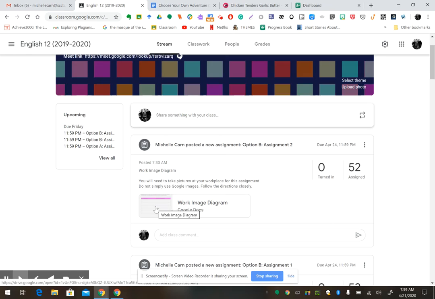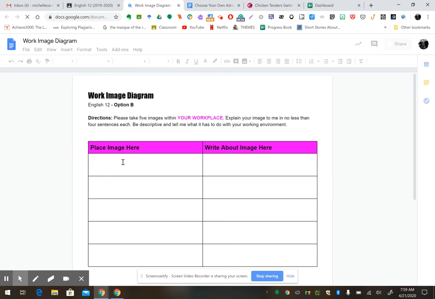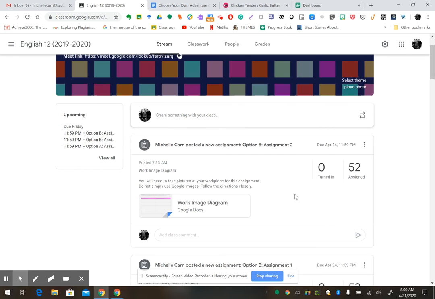You'll need to take pictures at your workplace. Then you're going to insert the pictures here, and then you're going to write about the image, and explain to me what it is in reference to your workplace in at least 4 sentences. So no matter what option you choose, you're still getting the same amount of points for the week. Both assignments are due Friday by midnight.